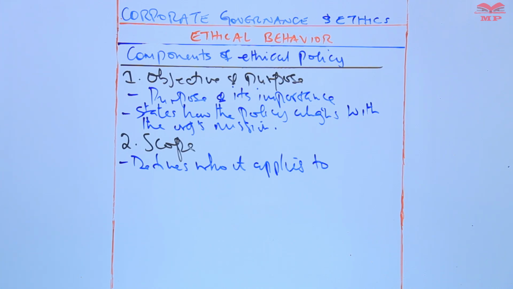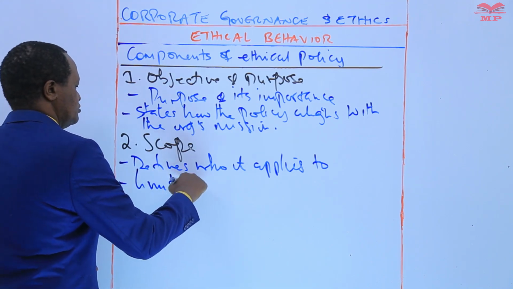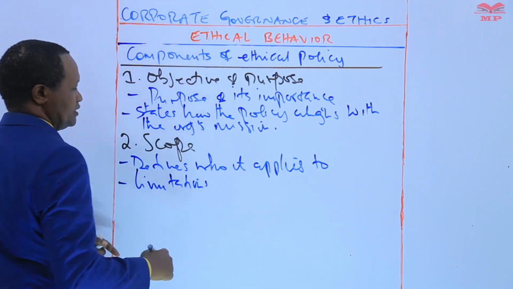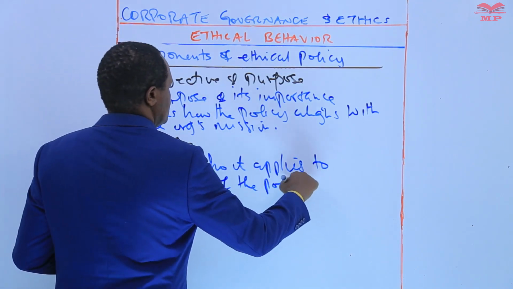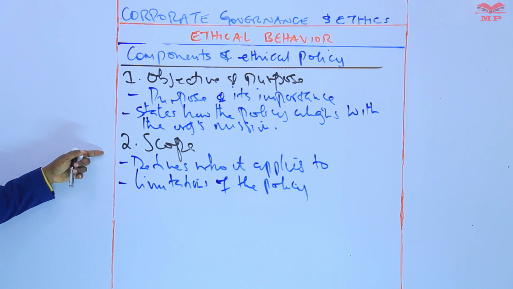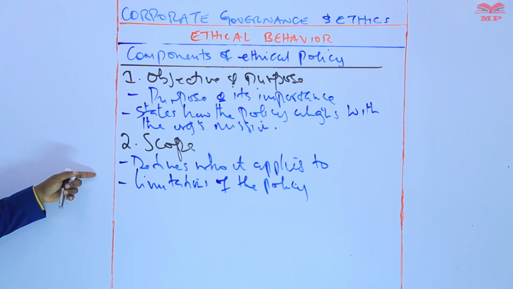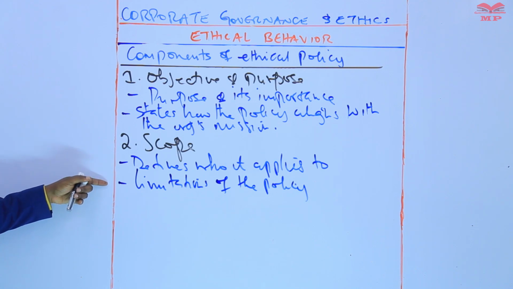It also clarifies the limitations of the policy. The component scope defines the limitations of the policy. First of all, it defines who it applies to, and it also outlines the limitations of the policy. It clarifies any exclusions or limitations of the policy.